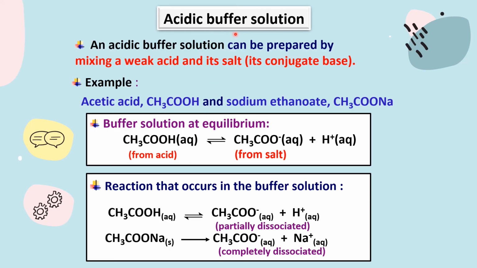Explanation for acidic buffer solution. First, you have to write down the buffer solution at equilibrium with this equation. And then these are the two reactions that happen in the buffer solution. The weak acid partially dissociates, and the salt completely dissociates. So this is the conjugate base.